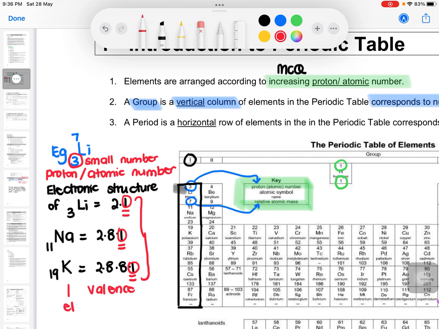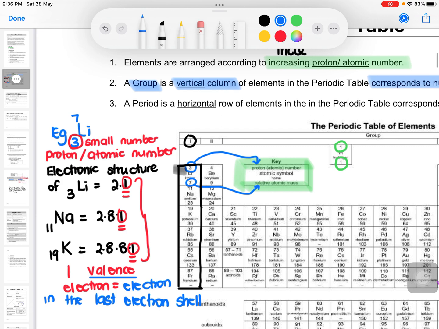Valence electron is the electron in the outermost shell. That's the meaning of valence electron: the electron in the last electron shell. So that is what it means by the number of valence electrons.